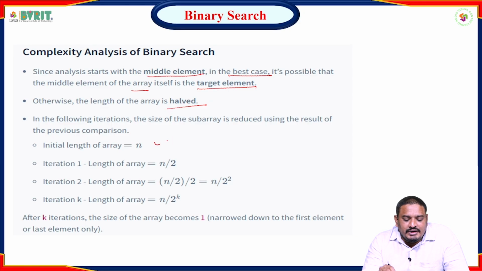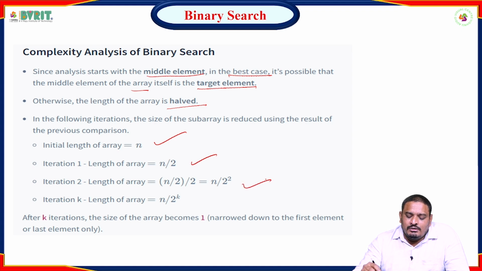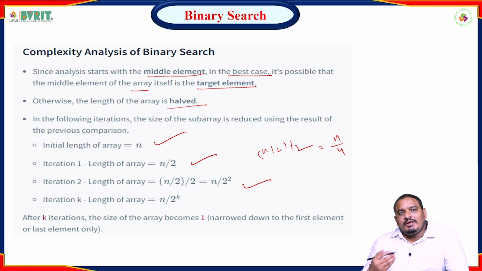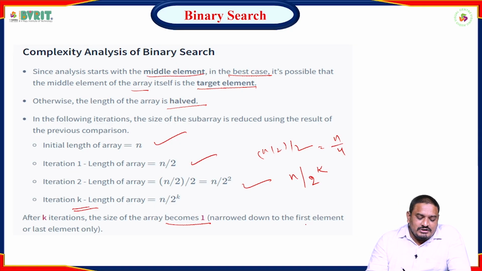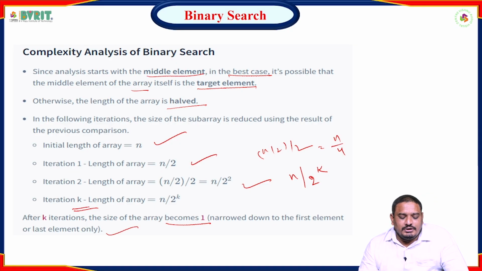Initially the array length is n. Iteration 1, the length of the array is n by 2. The second iteration, n by 2 by 2, that is n by 4. It repeats until the kth iteration, where the length of the array is n by 2 power k. After k iterations, the size of the array becomes 1. It can be narrowed down to the first element or last element only.